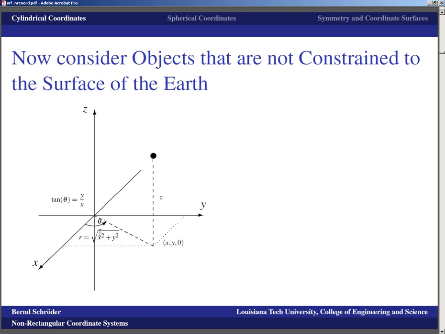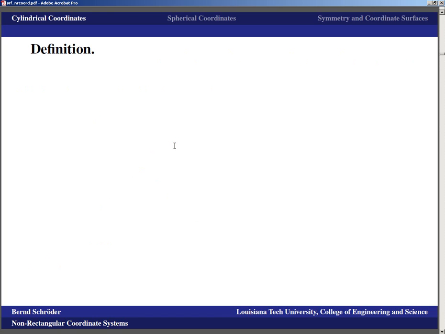polar coordinates, and then, okay, tangent theta is y over x, because this right triangle has opposite side y and adjacent side x. So tangent theta is y over x, and that means that the point with rectangular coordinates x, y, z is also representable in cylindrical coordinates r, theta, and z.